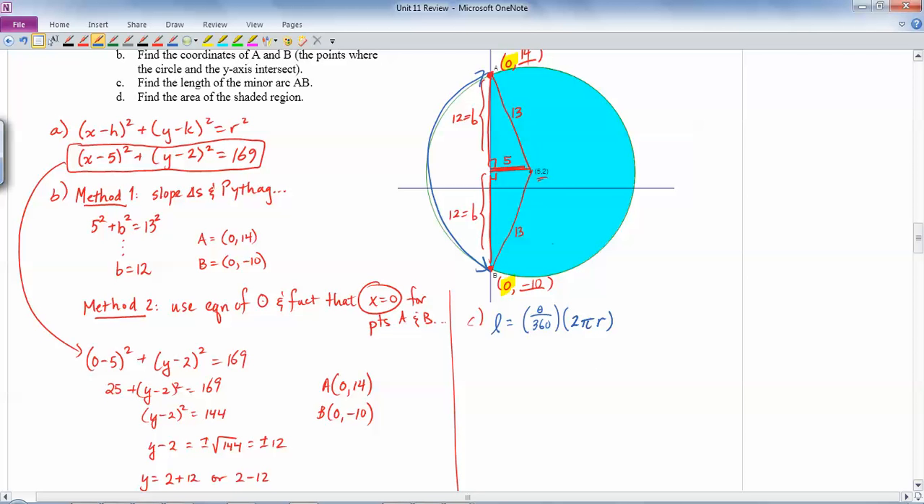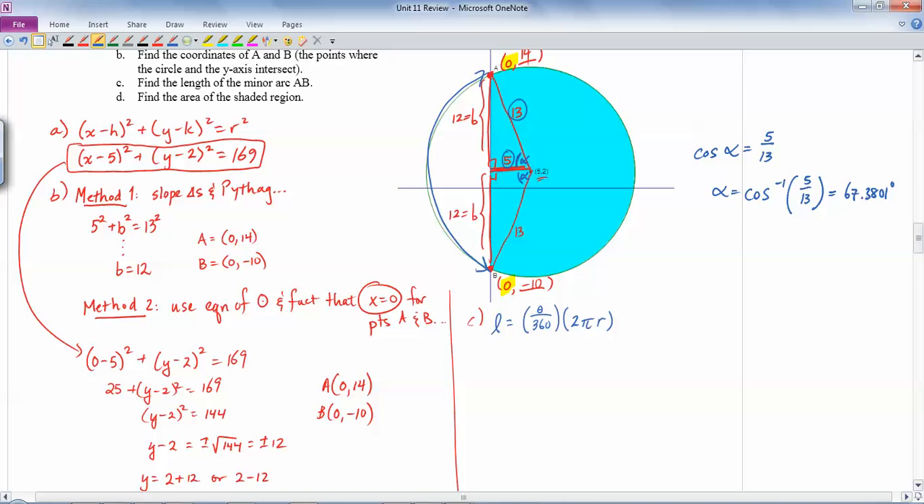Okay, so we need to figure out what the angle is. So let me call this thing right here alpha. So this one will also be alpha. So the theta that I'm looking for is really 2 alpha. So we can solve for alpha up here. Why don't we use the 5 and 13? So cosine of alpha is 5 over 13. So alpha is cos inverse of 5 over 13, which comes out to be 67.3801 degrees.